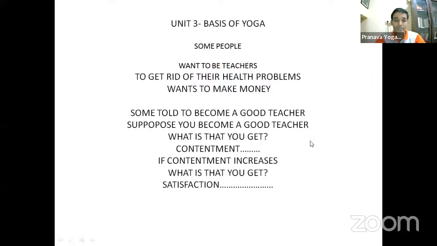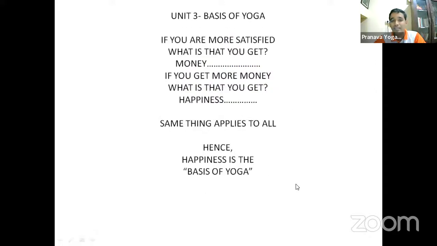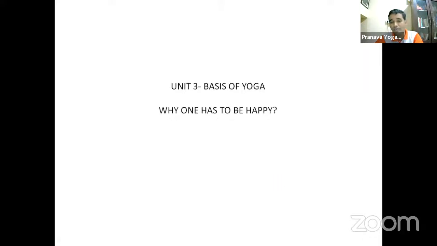Ultimately, is it for contentment that we are all doing this, or something else? If contentment increases, what do you get? That is satisfaction, and so on. If you are most satisfied, what do you get? Money or something else. If you get more money, what do you get? Happiness. The same thing applies to all. Whatever you do is for happiness. What do you get by doing that? Happiness. Happiness is the driving force to do anything. Hence, happiness is the basis of yoga. Happiness is the basis of yoga. Why does one have to be happy?